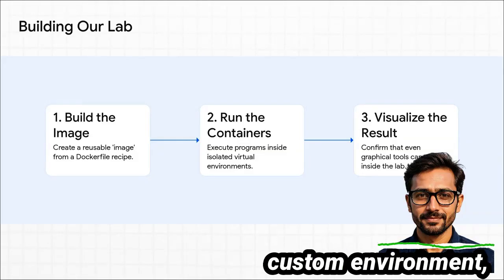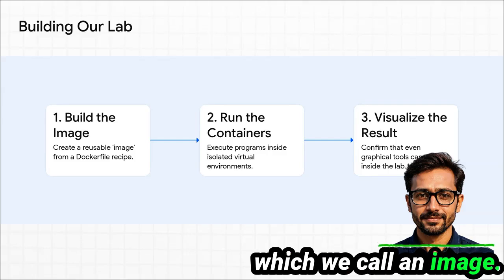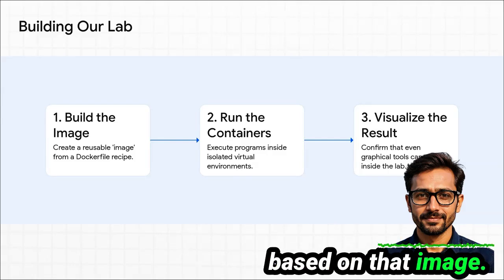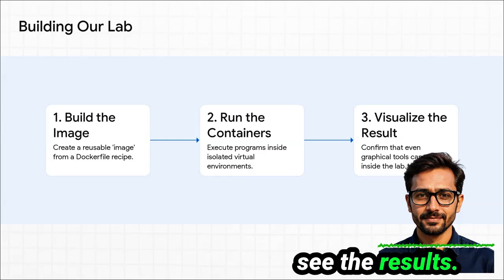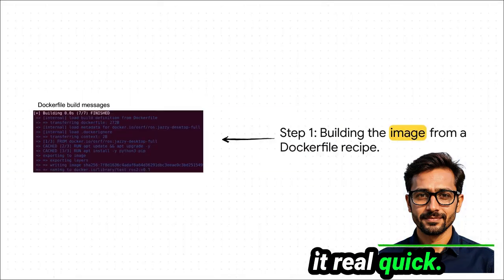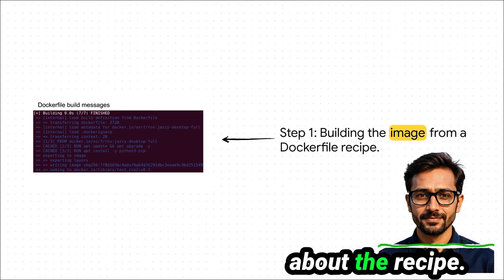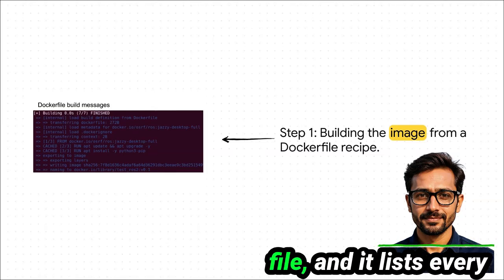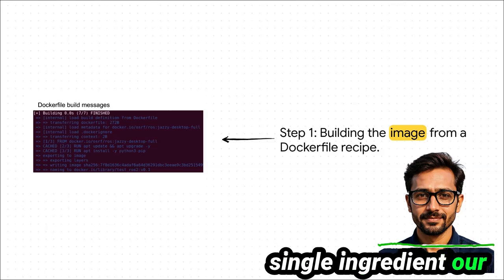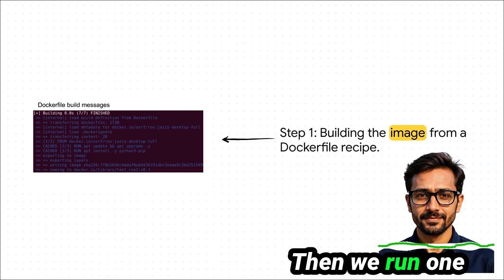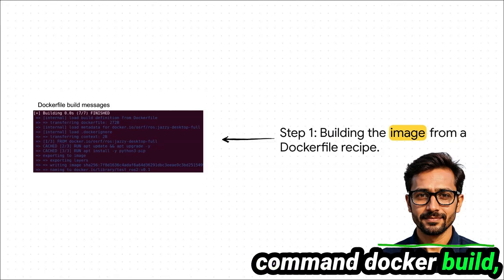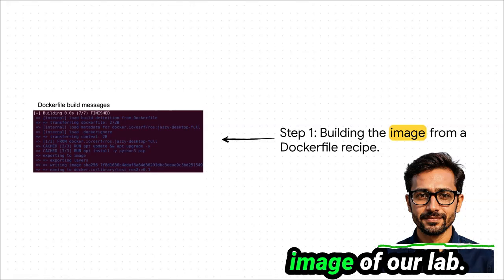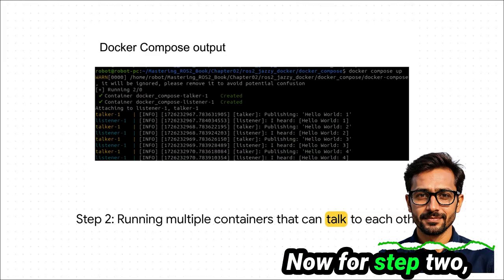First, you build your custom environment, which we call an image. Second, you run your programs inside containers that are based on that image. And third, you see the results. Let's walk through it real quick. So step 1 is all about the recipe. We use a simple text file called the Dockerfile, and it lists every single ingredient our virtual lab needs. Then we run one command, docker build, and it just follows that recipe to construct a perfect, reusable image of our lab.